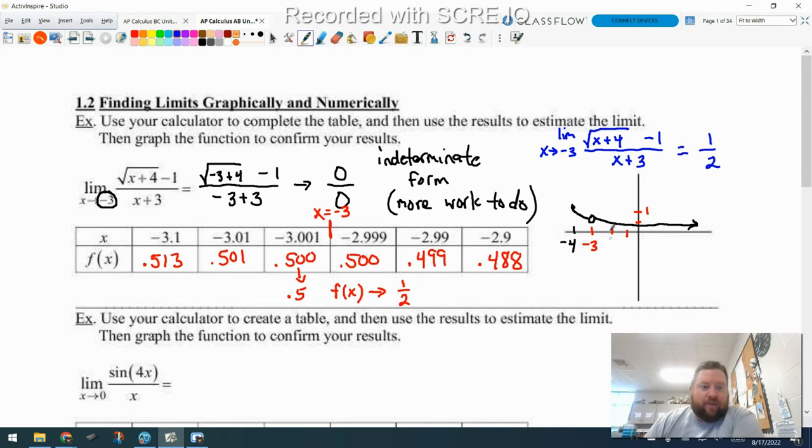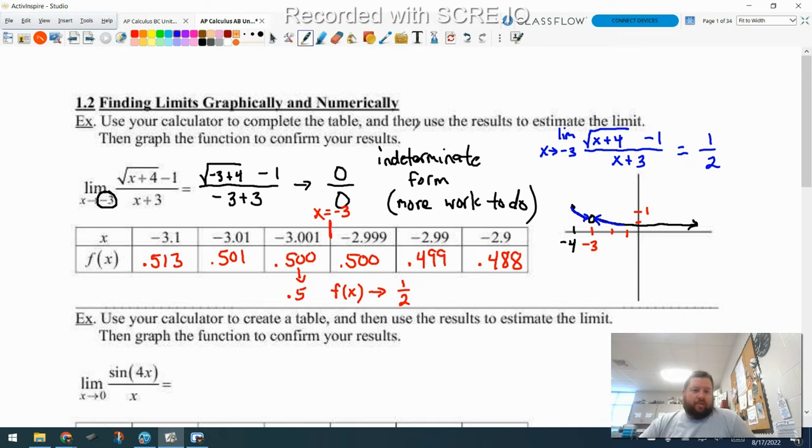Okay, and you can see that graphically here, because as we approach from the left and the right, I said them backwards, but you get the idea, we're approaching this open circle right here, and it's approaching the same value from the left and the right, and the value it's approaching is 1/2. So that's how you do it graphically. You look at what the function is approaching. It does not matter if the function is defined at that point. All that matters is that you're approaching the same value from the left and the right.